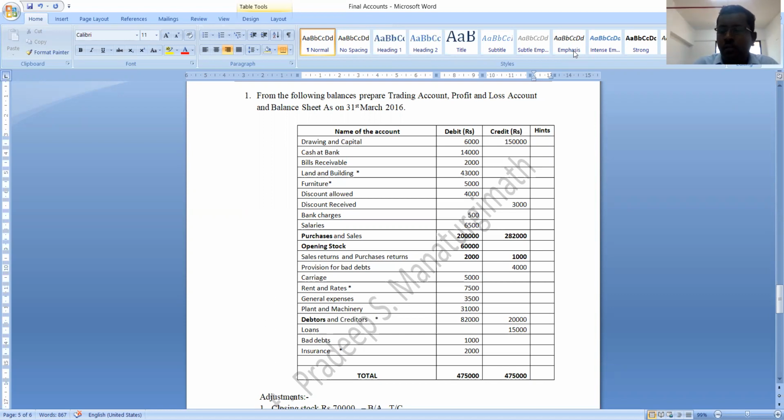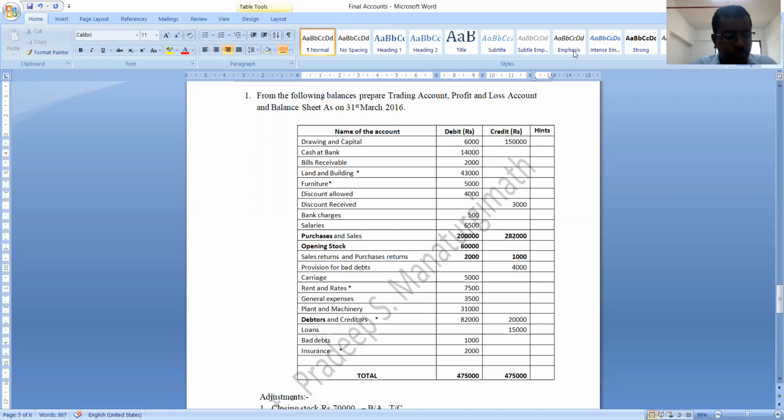Final accounts means we need to prepare the trading account, profit and loss account, and a balance sheet. And as we all know, they will give us a trial balance, because the trial balance is the base for preparation of final accounts. Along with that trial balance, they will give certain adjustments. So we should consider both, prepare the trading account, profit and loss account, and at last prepare the balance sheet, and that balance sheet must tally with the right amount.